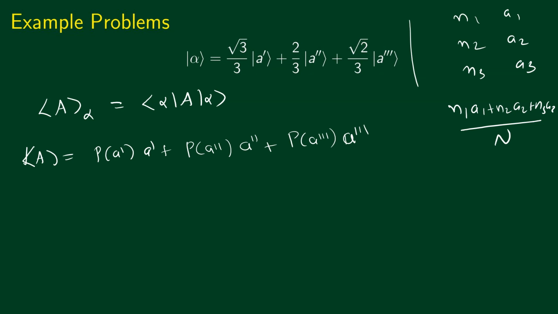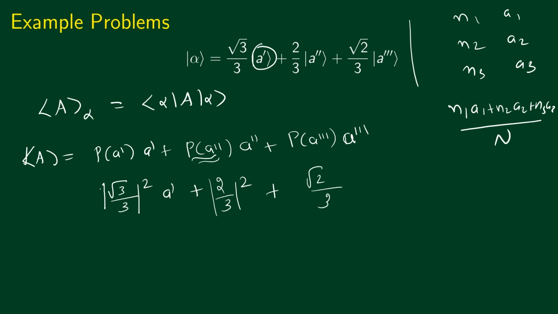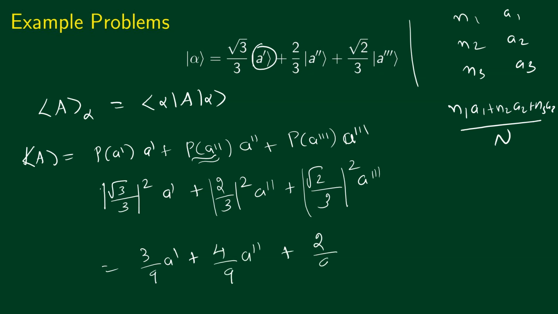Now we calculated each of the probabilities earlier. What's the probability that you'll get a prime? It's the modulus square of root 3 by 3. So let me write this as modulus square of root 3 by 3 times a prime, plus, what's p of a double prime? It's the modulus square of 2 by 3, times a double prime, plus the modulus square of root 2 by 3 times a triple prime. What is this? This is equal to 3 divided by 9 a prime plus 4 divided by 9 a double prime plus 2 divided by 9 a triple prime.